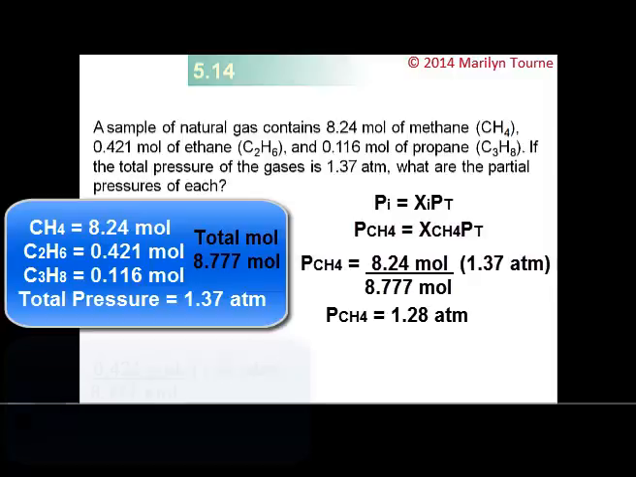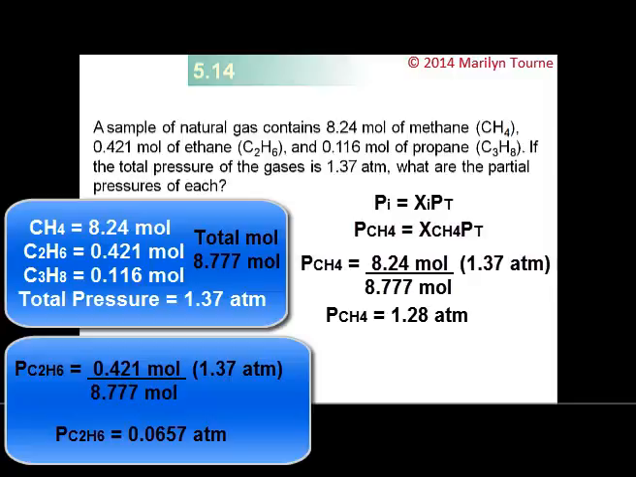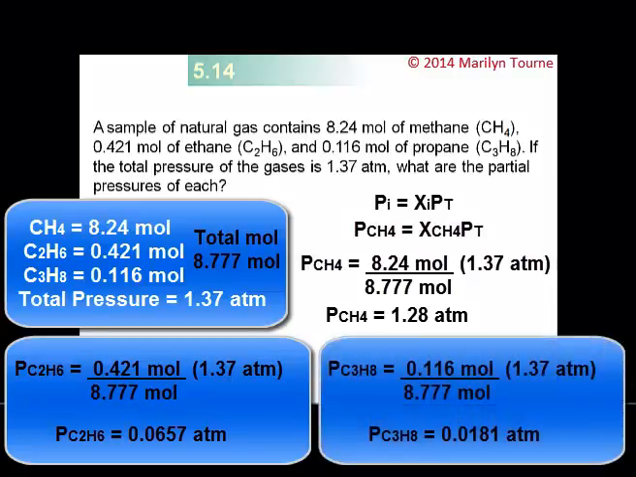So I write partial pressure of ethane is equal to the mole fraction of ethane. Okay, so mole fraction for ethane is the part, right? That's the top part, is 0.421 divided by the whole, which is 8.777, times the total pressure of the system, which is 1.37. I get a partial pressure of ethane of 0.0657. I do the exact same thing for propane, and I end up having a partial pressure of propane of 0.018106. I'm basically done. That's the entire problem.